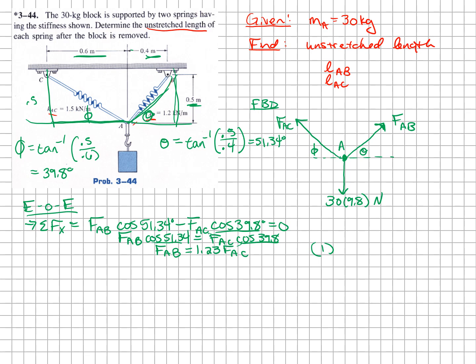Then I can do the sum of the forces in the y direction. My weight is negative 30 times 9.8. And then I have the FAB going in the positive direction, and its angle, which will be sine of 51.34 to get that y component, plus FAC sine of 39.8 for the y component of FAC, and set that equal to 0.